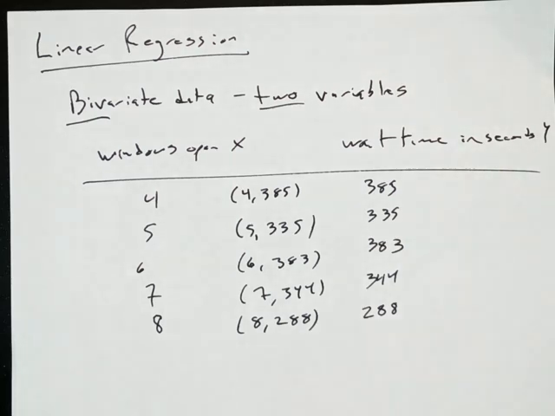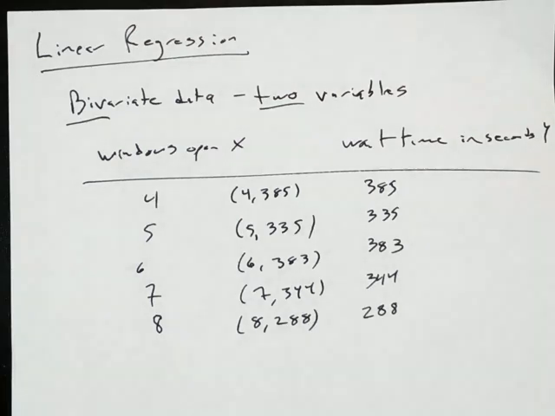Number of windows open is horizontal. Wait time in seconds is vertical. I see this. Now, you might intuitively think, hey, the more windows that are open, the less wait I have. Except that doesn't go down as I go from left to right all the time, does it? It went down, it went back up, it went down. But even at 7 windows, my time is not better than it was at 5 windows. So there's a trend here, but it isn't obvious.